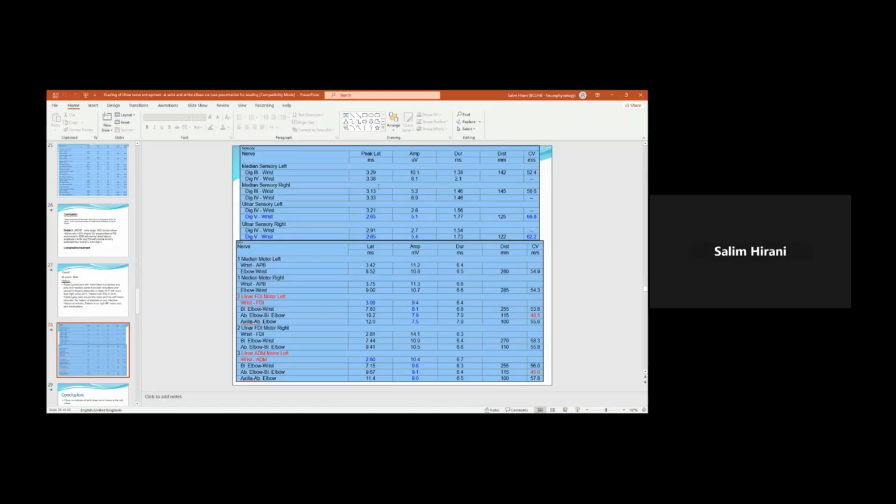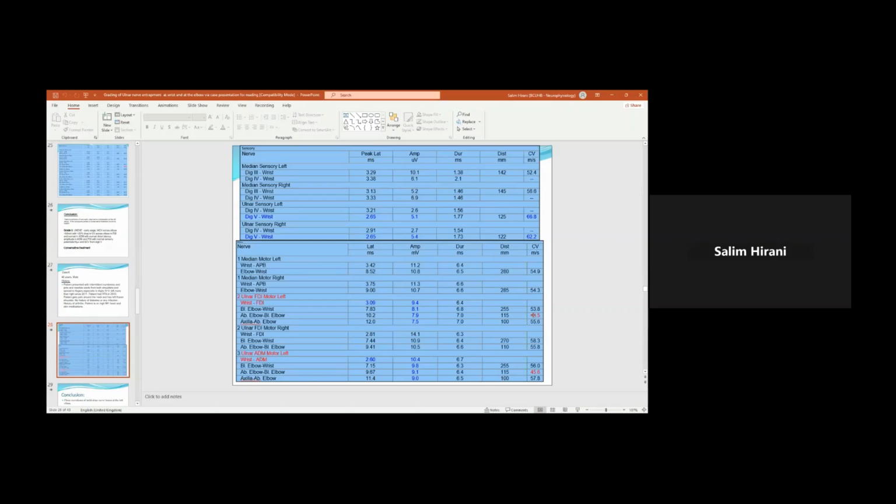So sensory amplitude is normal on both sides, with normal conduction velocity. Ulnar amplitude is above 5, which is normal. Conduction velocity is normal. Distal latency under 4.5 is also normal. Amplitude wise, all are normal. Conduction velocity in the medians is normal.